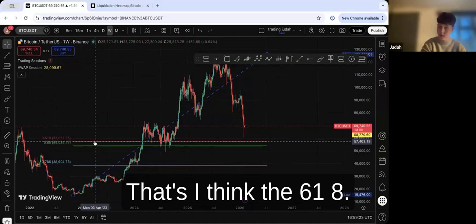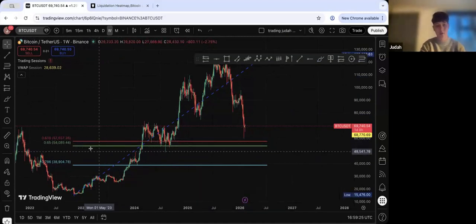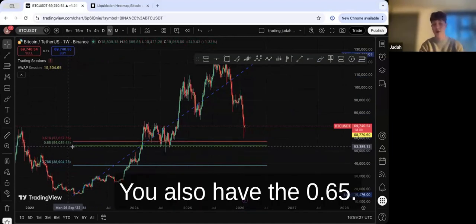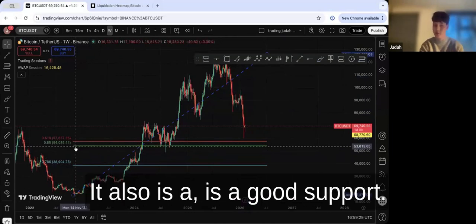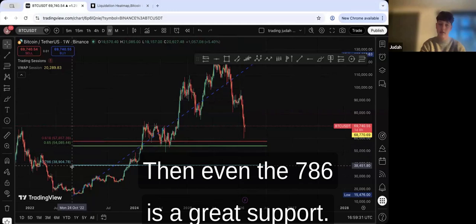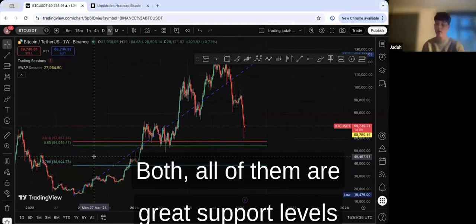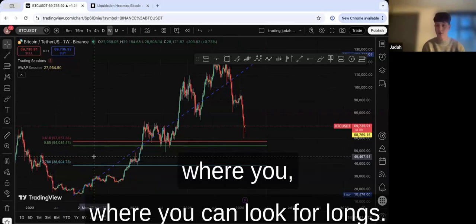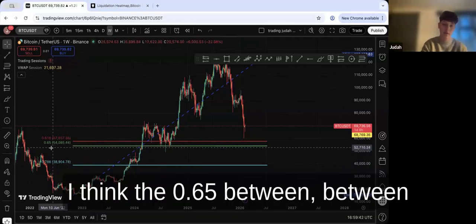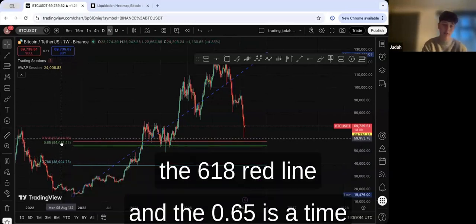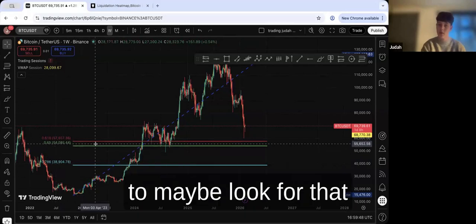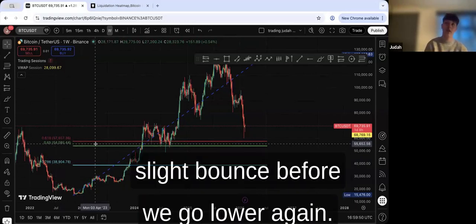I think the 0.618 is the golden pocket. But then you also have the 0.65, that's the green line. It also is a good support. And even the 0.786 is a great support. All of them are great support levels where you can look for longs. Personally, I think between the 0.618 red line and the 0.65 is a great time to look for that slight bounce before we go lower again.